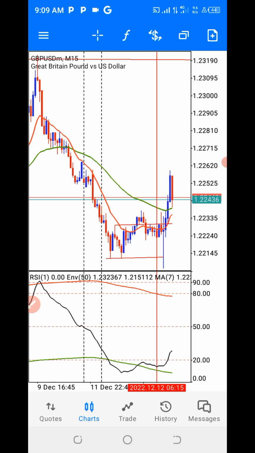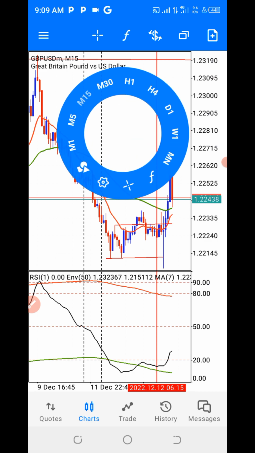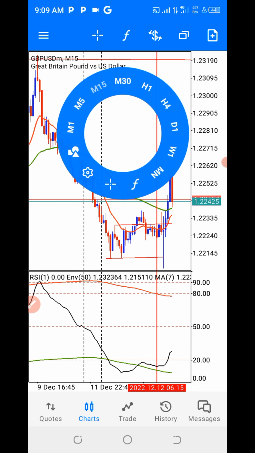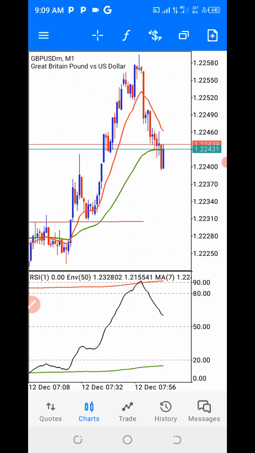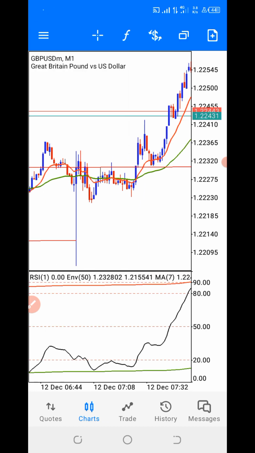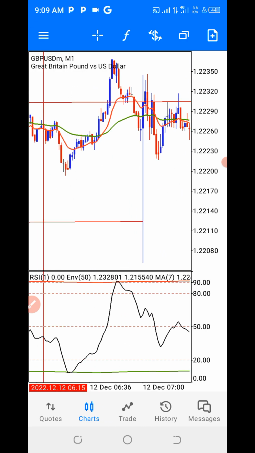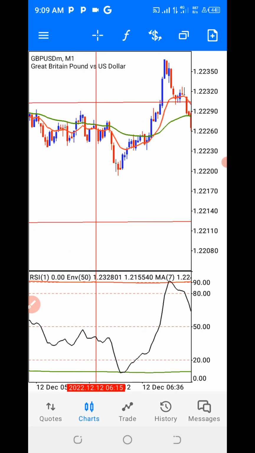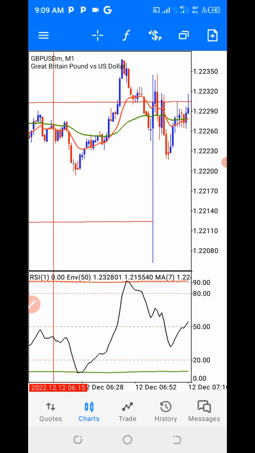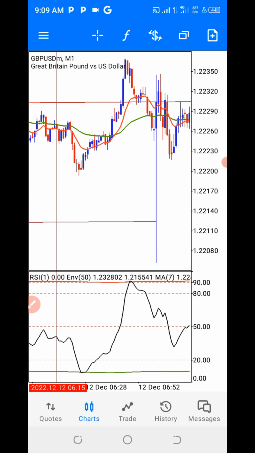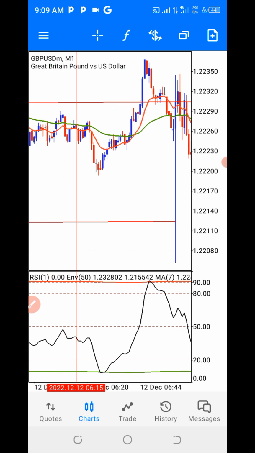So that's 7:15 now. Since I've done my top down analysis and seen my market structure, I'll just go down to my 1 minute time frame, and this is what I have. You can see this is where the indicator comes in. Remember, this is the setting for our envelope strategy.